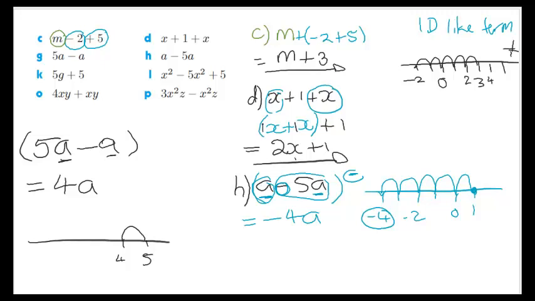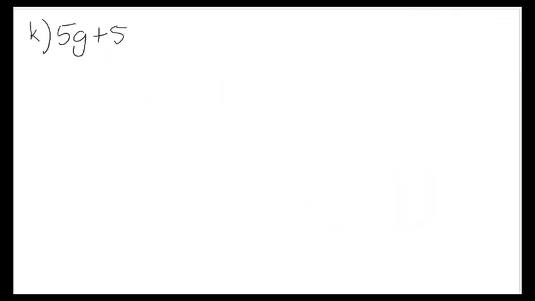Let's look at the remaining 4. Okay, K reads 5G plus 5. I notice that 5G is a term with a coefficient and a variable, whereas 5 is only a constant. Therefore, they cannot be added together. 5G plus 5 is equal to 5G plus 5.